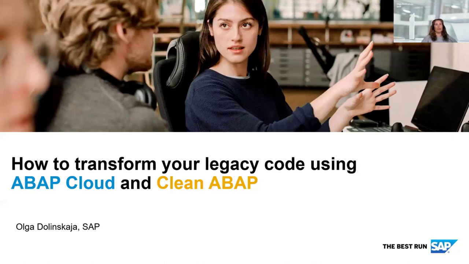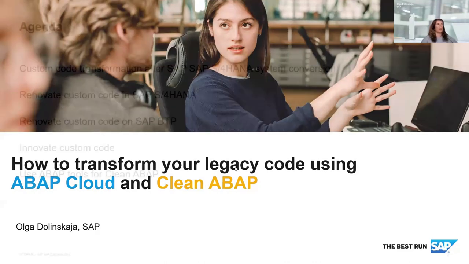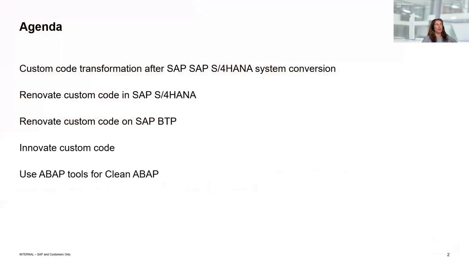Okay, let's continue with the session about how to transform your legacy code using ABAP Cloud and Clean ABAP. Let's take a short look at the agenda. I will start with explaining how you can transform your existing code after S/4HANA system conversion, and we will take a look at different options which are in place for your legacy code, with a special focus on renovation of the custom code in the direction of ABAP Cloud, and also how to clean your code by applying the Clean ABAP principles to it.